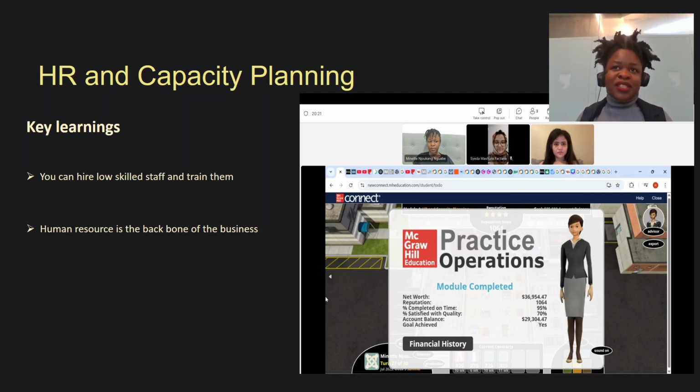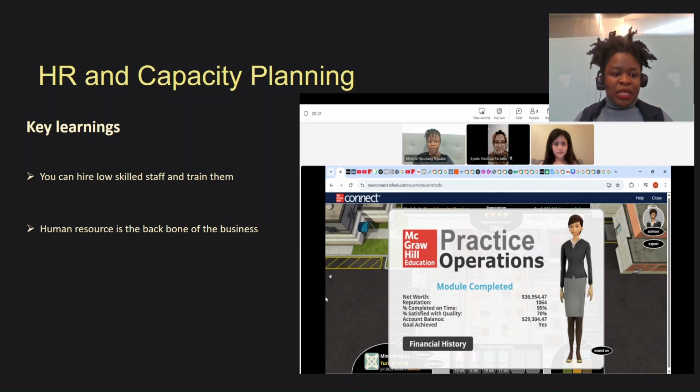The main things we learned from this module were, first, you don't need highly experienced staff. I mean, you do need them, but you don't need all your staff to be perfectly experienced. You can actually hire low skilled staff and train them, and that is very cost effective as a business. Secondly, human resource is the backbone of every business. Playing this game broadened my thoughts and gave me more insight into how important your human resource structure is. A very poor human resource structure can break a business, and a very good one can make your business grow.